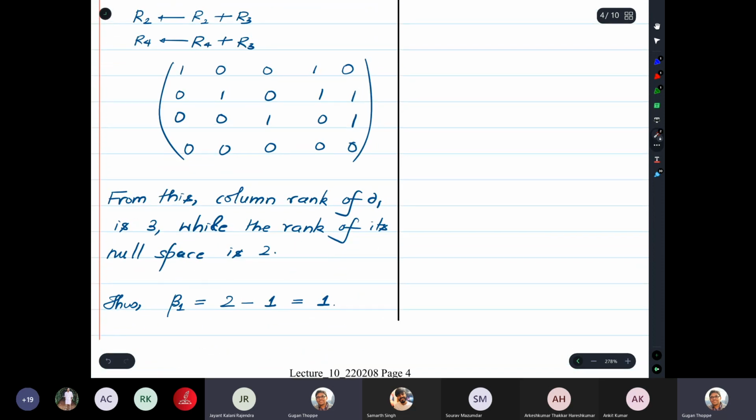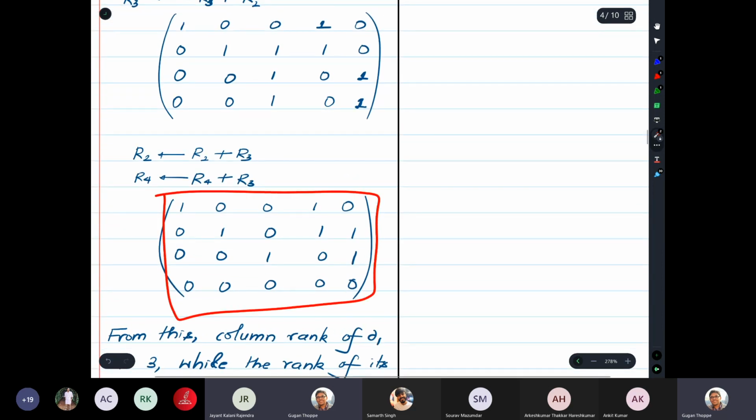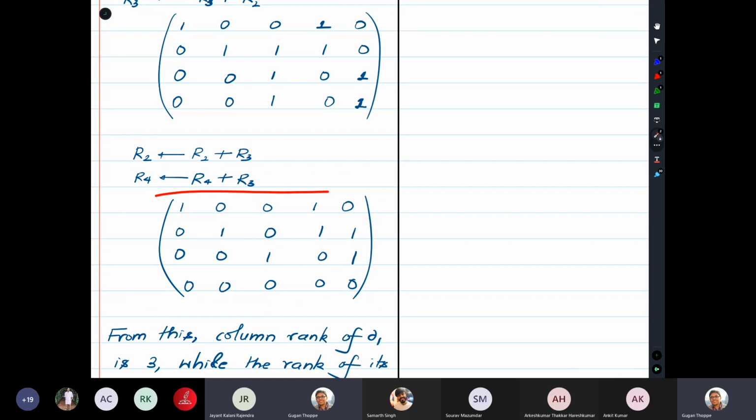So you keep doing all this, and you eventually end up with this matrix over here. Let's make sure this is in row reduced echelon form. So you first look at the non-zero entry over here, the non-zero entry over here, and the non-zero entry over here.